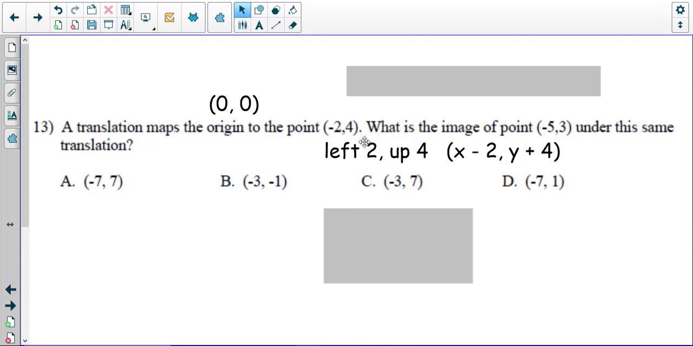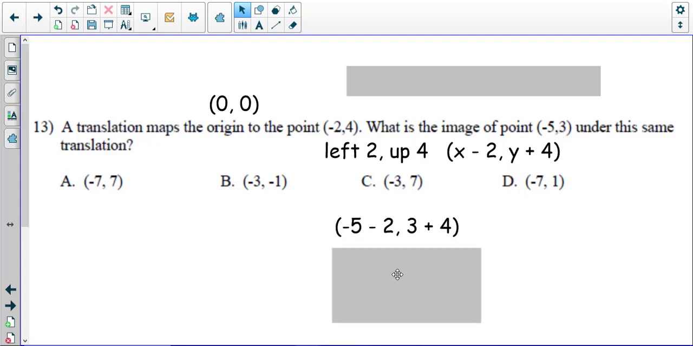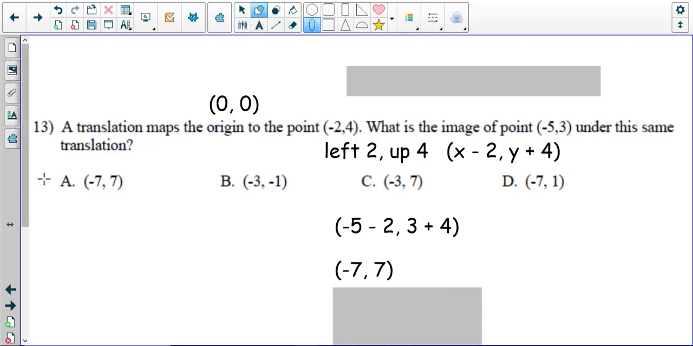So then what is the image of point (-5, 3) under this same translation, which means that from (-5, 3), we're going to go left 2 and up 4. So we do -5 minus 2 to go left 2 and 3 plus 4 to go up 4. That's going to give us (-7, 7), which is choice A. So choice A is our solution.